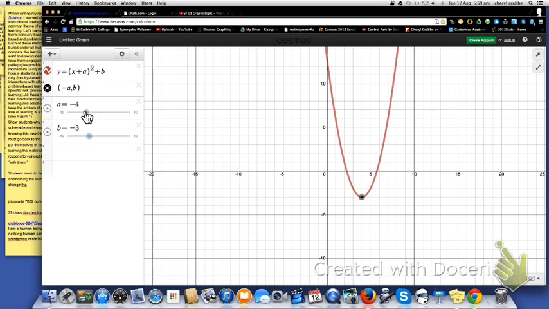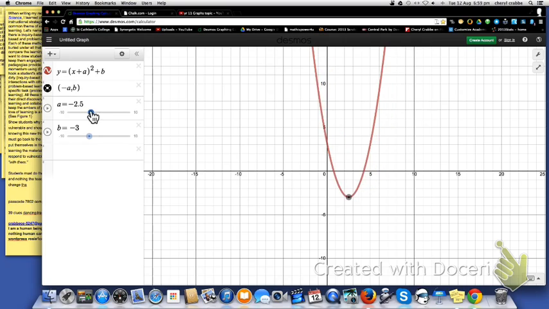Now let's take a look at what B does. I'll just move this to 2. Now let's move B. So B is this part up here, plus B, and look what happens when we move B. It slides the graph, or moves the vertex more accurately. The graph doesn't change size or shape, it just slides. The vertex is sliding up and down.